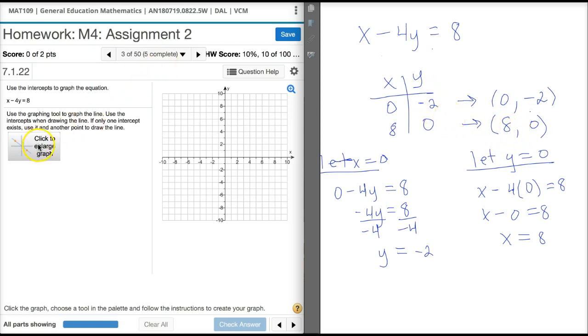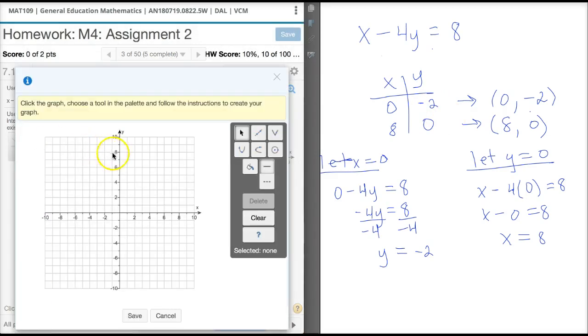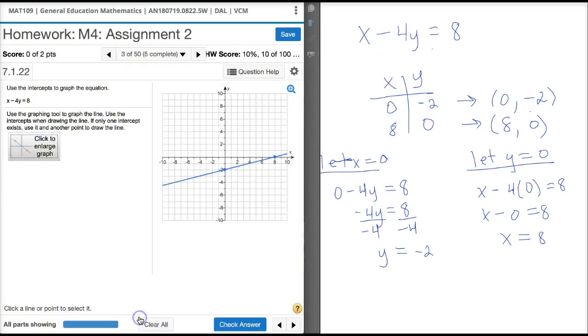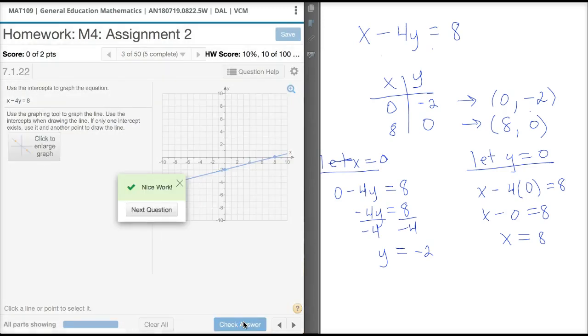So here we click on the icon again, click to enlarge graph, and we graph our 2 points. Click on the line tool, and I'll graph the point 0, negative 2, which I start here. Go down 2 units vertically, but go no units in the X direction. And then start from here, go 8 units, positive X direction, no units in the Y direction. And click save, and we're good to go.